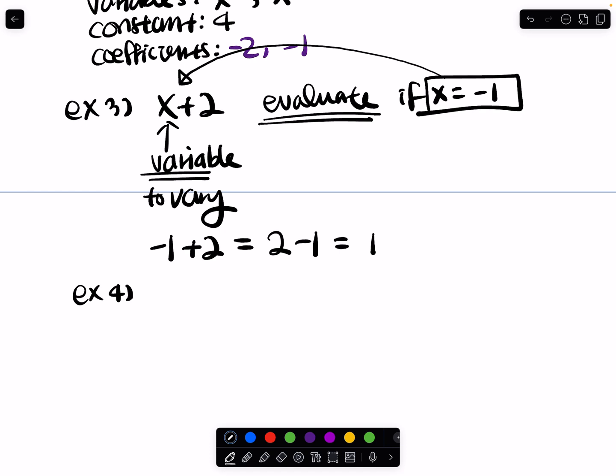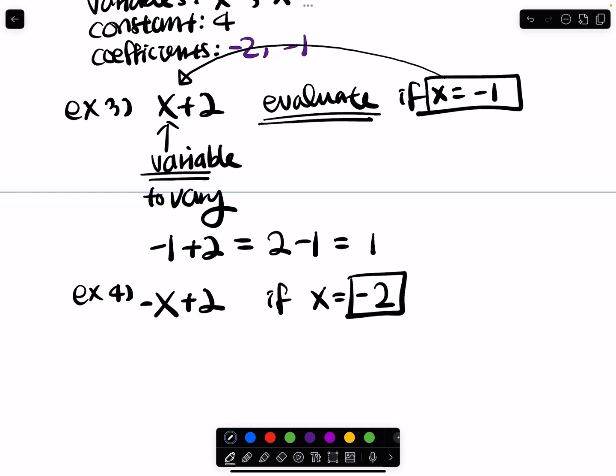Example 4. I can tweak this a little bit. Ready? It's negative x plus 2. I want to evaluate this when x is equal to negative 2. That will be, because x is a negative value, I will be really careful with this negative sign in front. Just keep that negative as negative, and just plug in the negative value into x. That will be parentheses negative 2 plus 2.